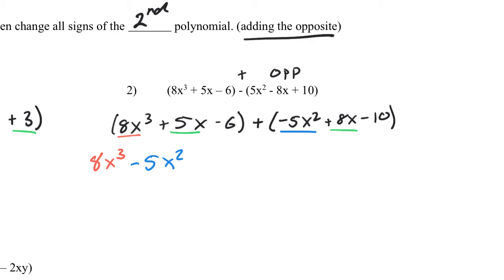Then we have our linear terms. So 5 plus 8, we have two of them. So that's going to be a plus 13x. And then last but not least, we have our constants. So -6 plus -10 is a -16. So we're going to write minus 16 there for our final answer. Again, check in standard form, 3, 2, 1, 0. So we're good.